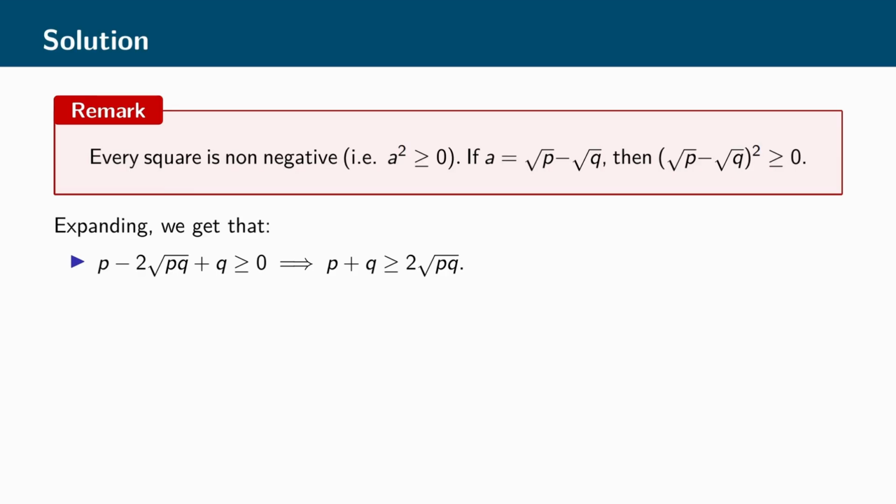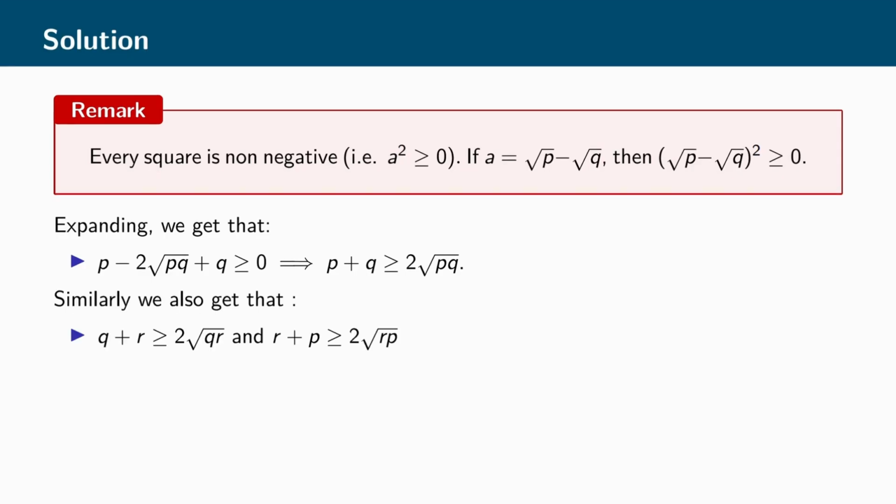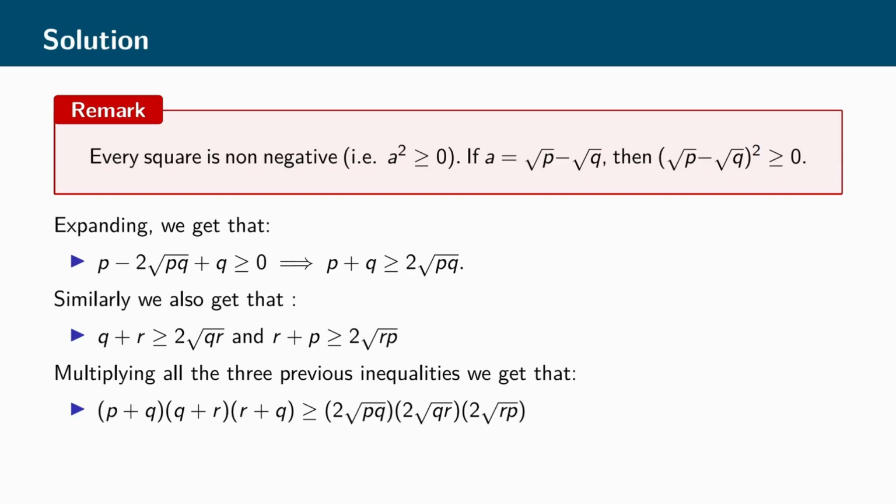We can add 2 root pq on both sides to get that p plus q is greater than or equal to 2 root pq. Similarly, we also get that q plus r is greater than or equal to 2 root qr, and r plus p is greater than or equal to 2 root rp. Multiplying all the three previous inequalities, we get that (p plus q) times (q plus r) times (r plus p) is greater than or equal to 2 root pq times 2 root qr times 2 root rp, which is nothing but 8pqr. Notice that this is the exact same inequality which we previously wanted to prove.